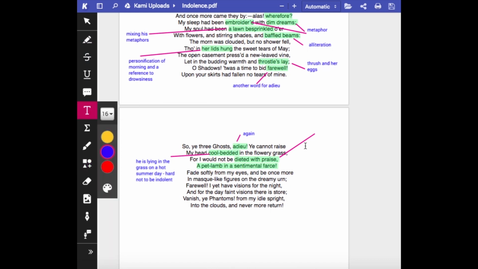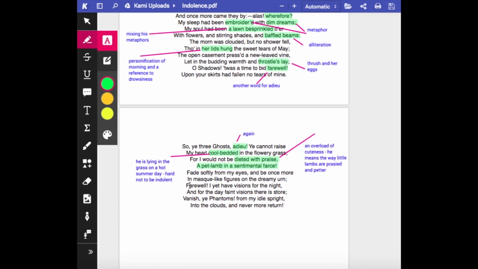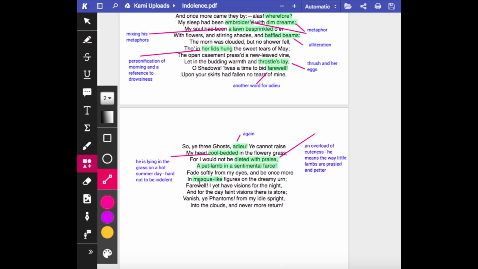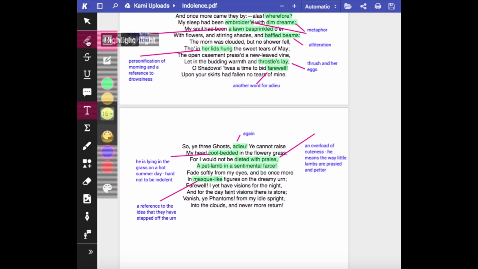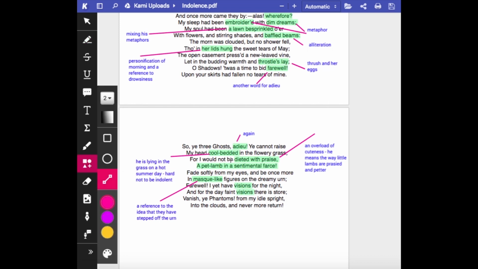He's lying in the grass on a hot summer day. Hard not to be indolent, that's the compound adjective, cool-bedded. For I would not be dieted with praise. There's no reason to praise me if I'm just lying here, a pet lamb in a sentimental farce. So he's sort of saying that there's an overload of cuteness. He means the way little lambs are praised and petted just for being lambs. He can't do that. He has to get out there and do something that is worthy of praise.